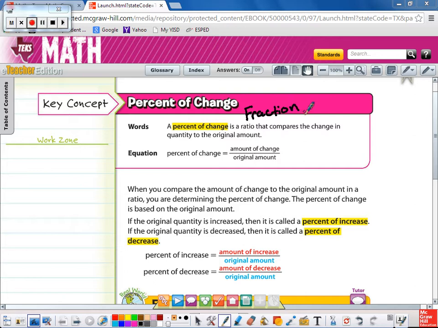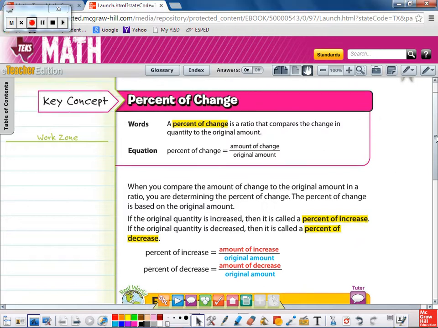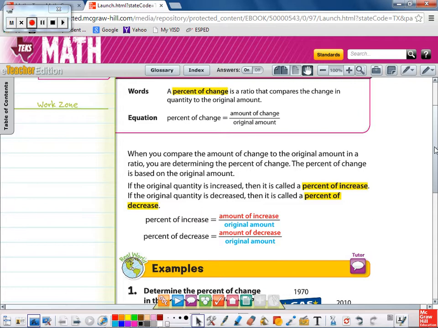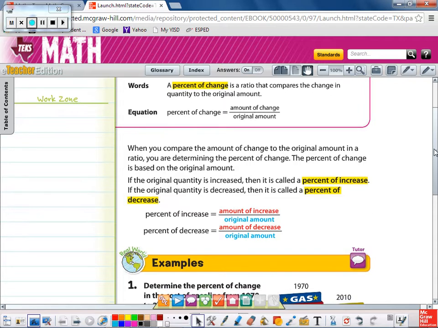Okay, so now we're going to use our equation, which we have right here: percent of change is equal to our amount of change over our original amount. So this is our equation that we're going to use to find percent of change. When you compare the amount of change to the original amount in a ratio, you are determining the percent of change. The percent of change is based on the original amount. So we're always going to be looking at our original amount and our new amount.